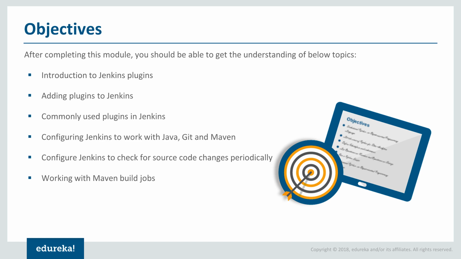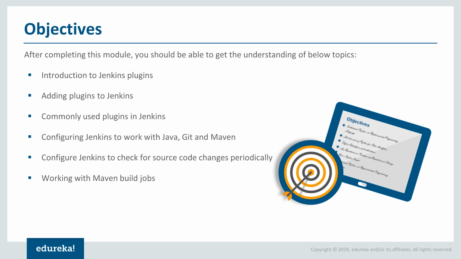Then what are the commonly used plugins in Jenkins, which we use on a daily basis if you're working with Jenkins. Then we will talk about configuring Jenkins to work with Java, Git, and Maven. Then we will configure Jenkins to check for source code changes periodically. And then in the process, we will learn how to trigger the Jenkins jobs in different ways, how to work with the source code management tools, especially Git. And then finally, we will work with Maven build jobs.